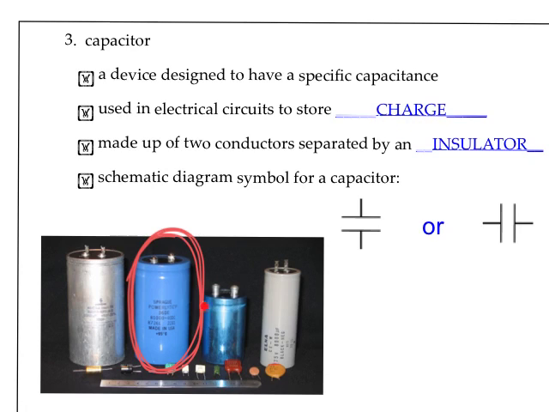Now on the inside of a capacitor, it's made up of two conductors, and we will see those as the screws attached to the plates. That's going to be our conductor. And then in between there will be separated by an insulator.